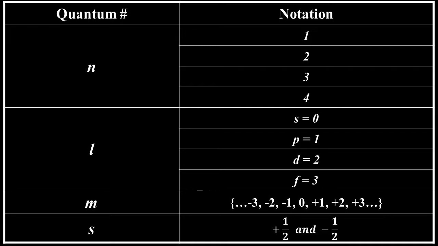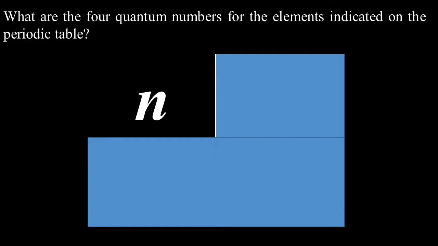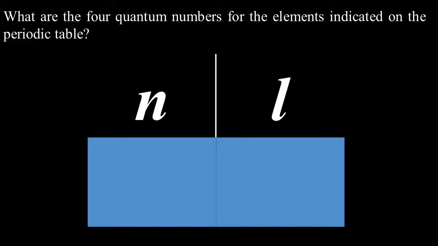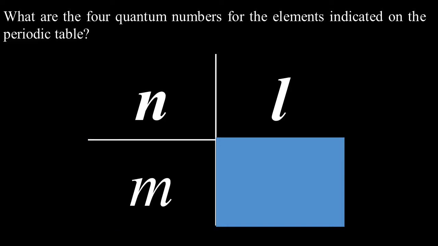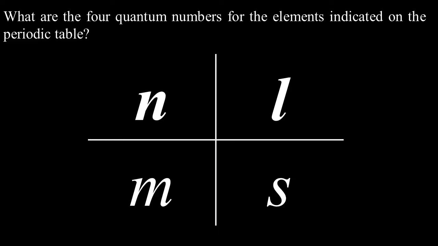Now what we'll do is look at a little chart, and that's where you're going to put the answers to the following problems that we'll do slowly, very slowly, to find the quantum numbers. The first quantum number we're going to find is N. You put it in the upper left-hand corner, and then L, the shape, in the upper right-hand corner. M, the magnetic, will be in the lower left-hand corner, and then you guessed it, S will be in the lower right-hand corner.